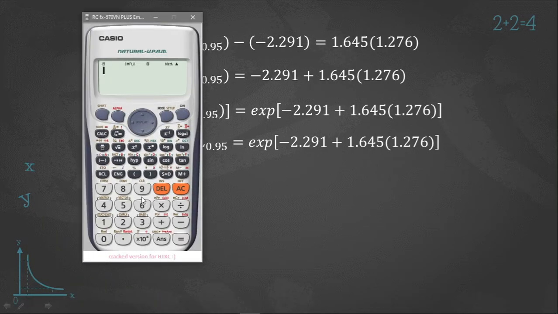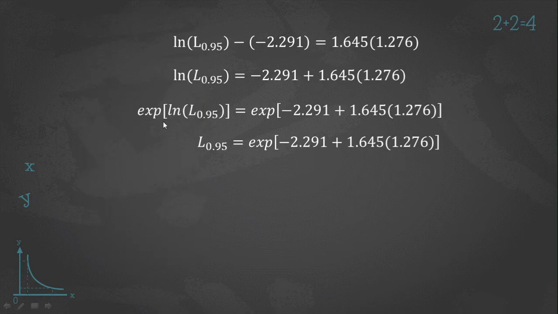O, ito. E raised to negative 2.291 plus 1.645 multiplied by 1.276 equal to approximately 0.825. So, yun yung nakuha natin sagot. Ang nakuha nating sagot ay approximately 0.825.